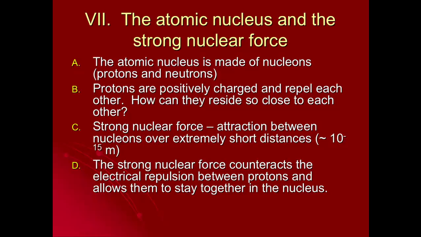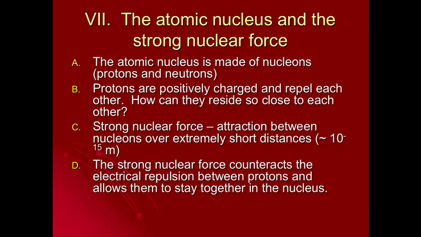And it's an attraction that only happens over very short distances. And that's why your nucleus has to be so compact. They got to get really close together to get this attraction. And those distances are about 10 to the negative 15th meters. So really close together. You'll notice the periodic table stops at a point.